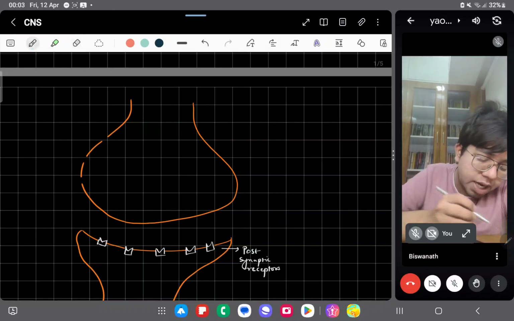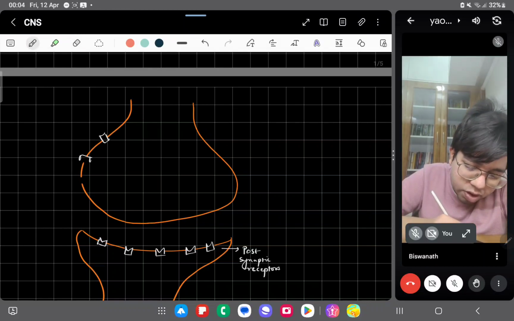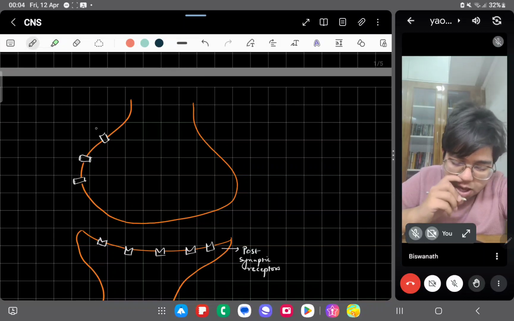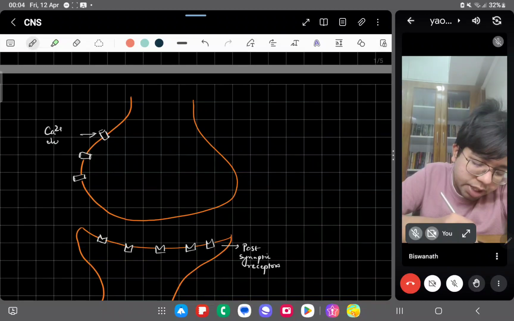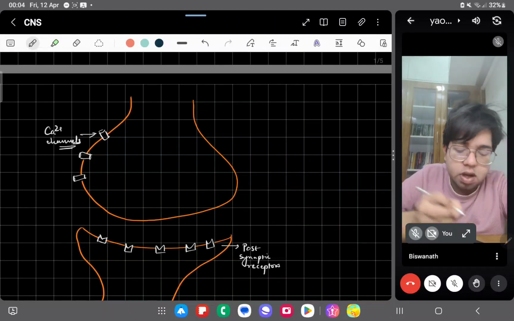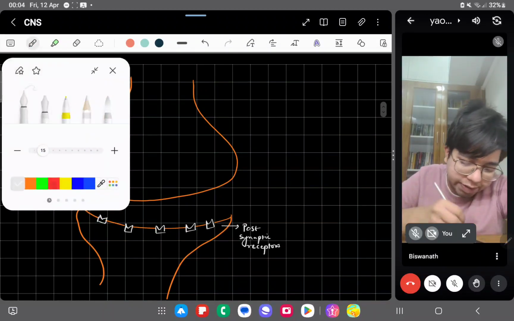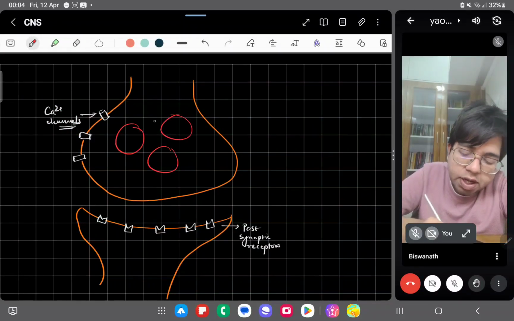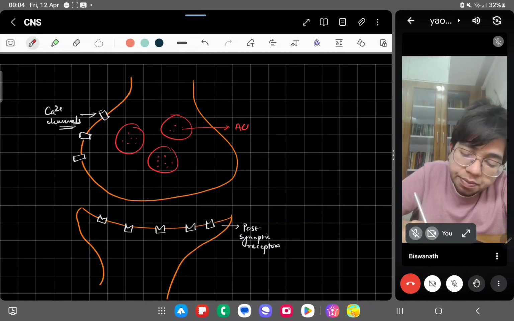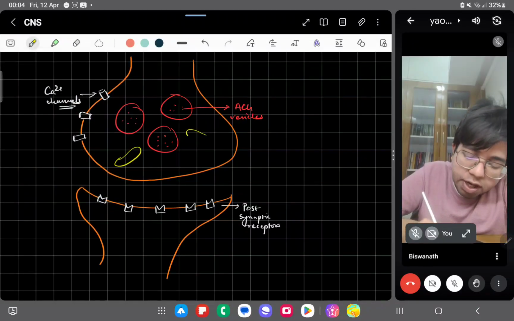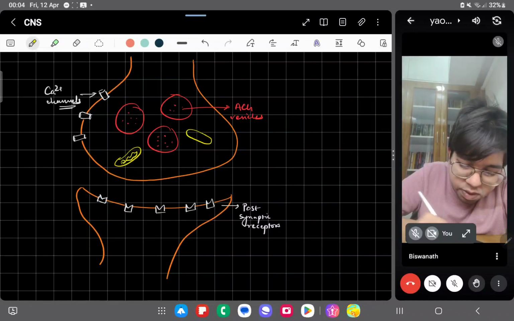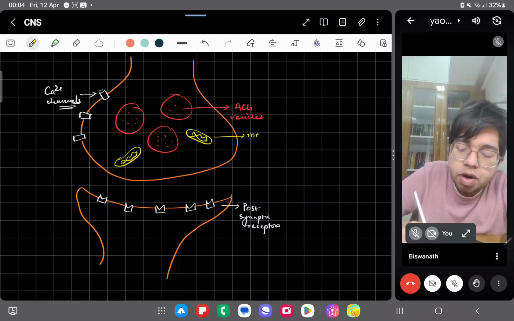We have your calcium channels, right? I'm just drawing a basic diagram of how the synapse looks. Calcium channels are there. We have ACH vesicles. Let's say these red ones are your vesicles filled with ACH. Then what are the sausage-shaped things? Yes, mitochondria.